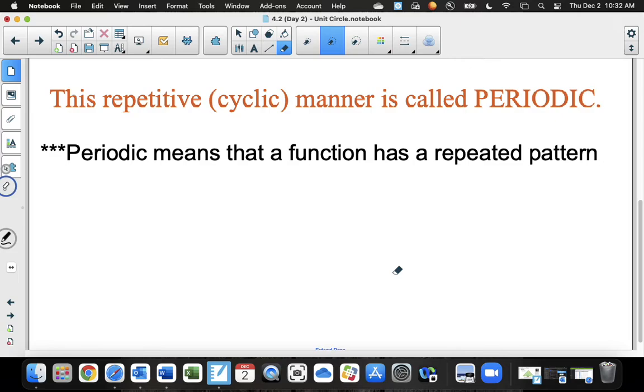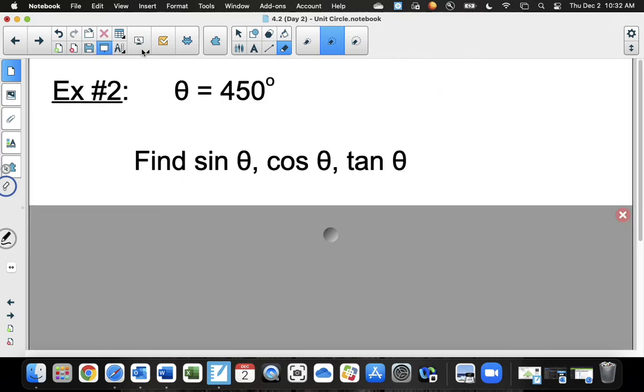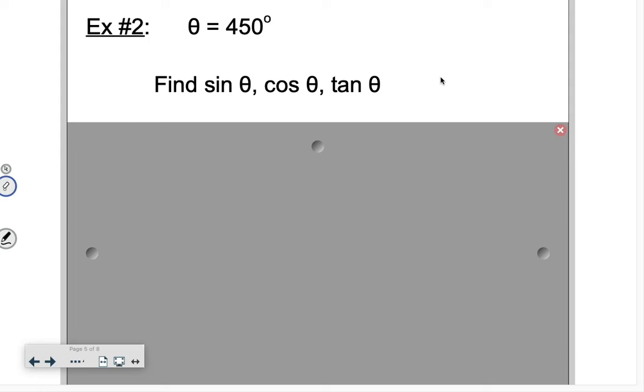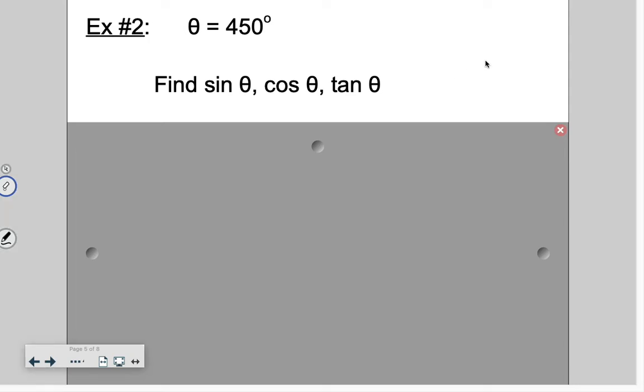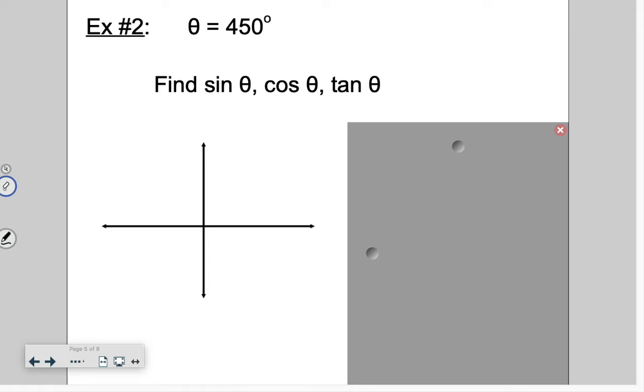All right. Let me give you an example of what I'm talking about. Let's say theta is 450 degrees. I want to find the sine of 450, the cosine of 450, and the tangent of 450. And the problem is, there's no 450 on your unit circle. But, Preston, what did you just say? 450 degrees is really 360 plus another 90.